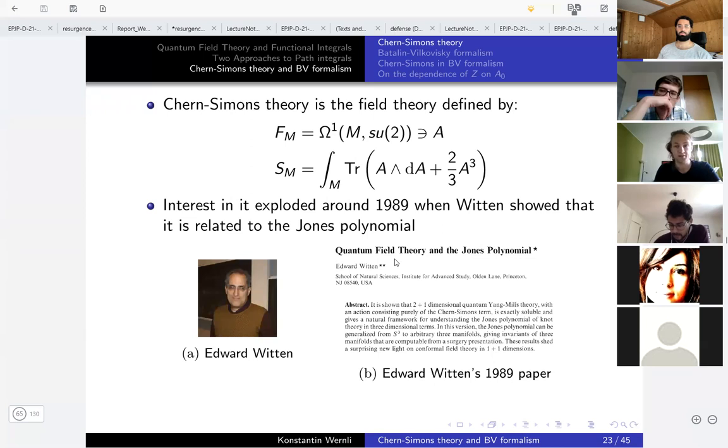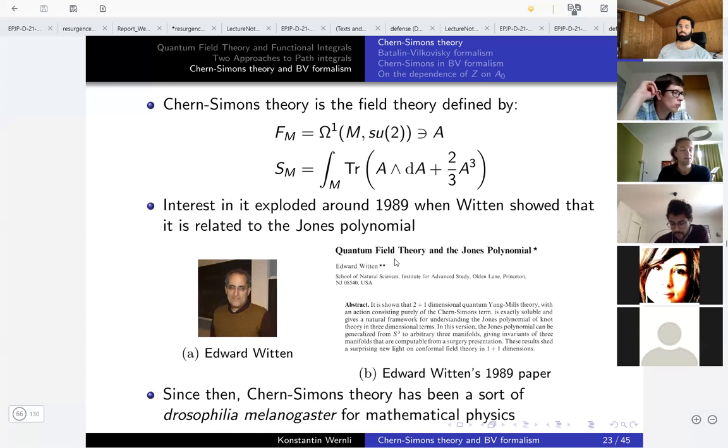So that's nice. But this paper wasn't written at a mathematical standard of rigor, so we're still doing mathematical research on this, and I think Neschler said this also. Since this paper, Chern-Simons theory has been the Drosophila melanogaster, the fly that all the biologists study because it has very simple genetics, so it's easy to say things about it.